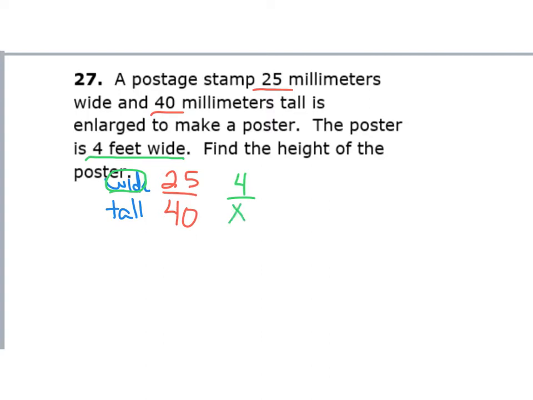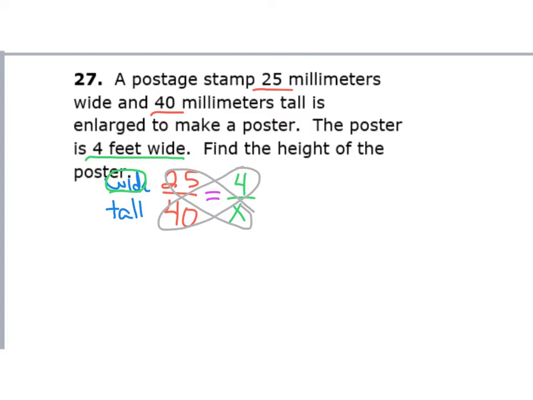So then to solve this, I'm going to want to set these two equal to make a proportion and then cross multiply. Now, you may have set yours up differently, but as long as when you cross multiply, you have your x across from your 25 and your 4 across from 40, then you're still going to be okay. There's more than one way to set this up.